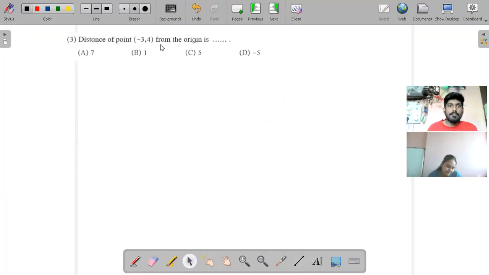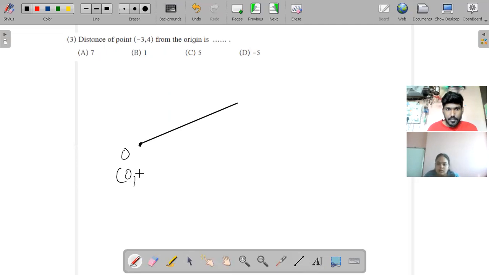Distance of the point minus 3, 4 from the origin. Suppose this is the origin. What are the coordinates of the origin?